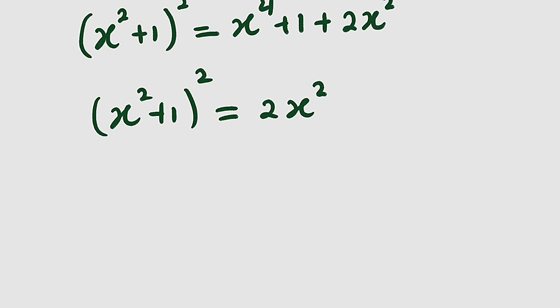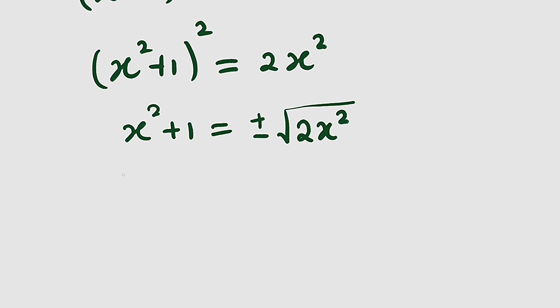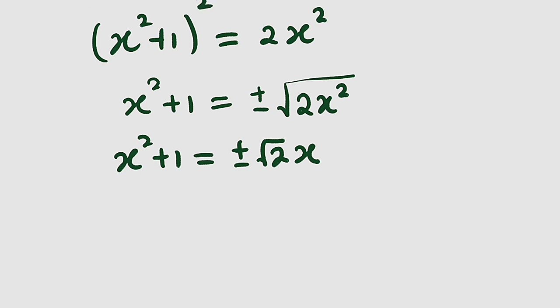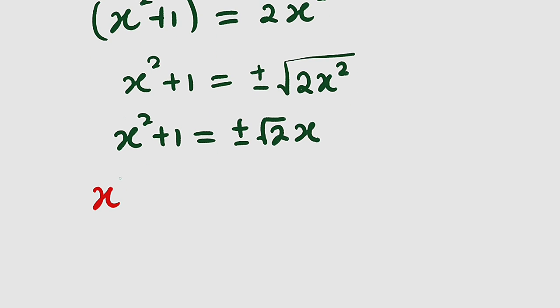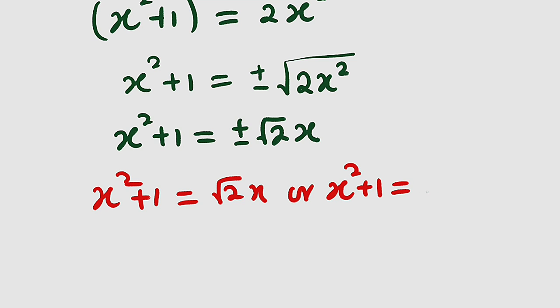So now let us take the square root of both sides. We have x squared plus 1 equals plus or minus the square root of 2x squared. Therefore, x squared plus 1 is equal to plus or minus square root of 2, times the square root of x squared, which is x. So it implies either x squared plus 1 is equal to the positive square root of 2 times x, or x squared plus 1 is equal to negative square root of 2 times x.